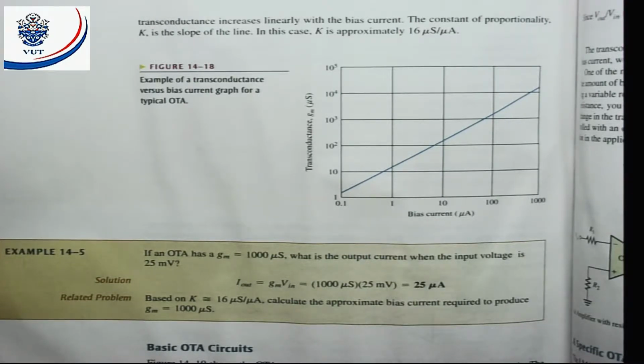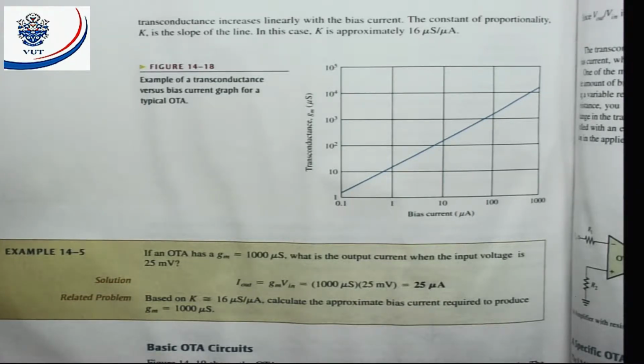All right. Larger bias currents, larger transconductance. A straight line. And here they give us a value of about 16 microsiemens per microamp. That is my constant value.